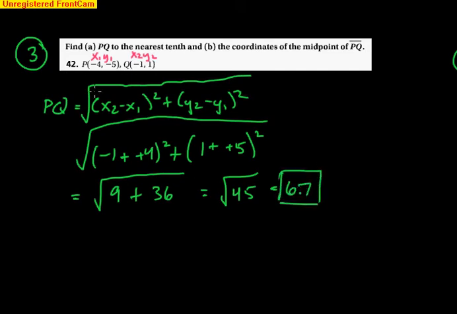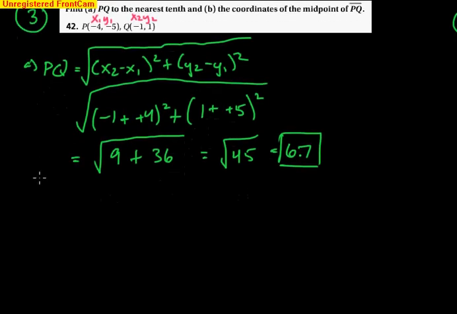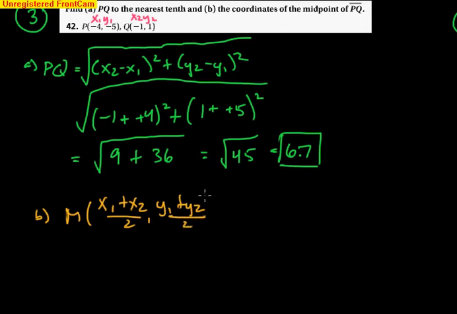So there's your distance from P to Q. So that's part A. Now part B wants the midpoint. I'm going to slide down just a little bit. So for part B, I need to find the midpoint. And to find the midpoint, we have to use the average of the x's and the average of the y's.